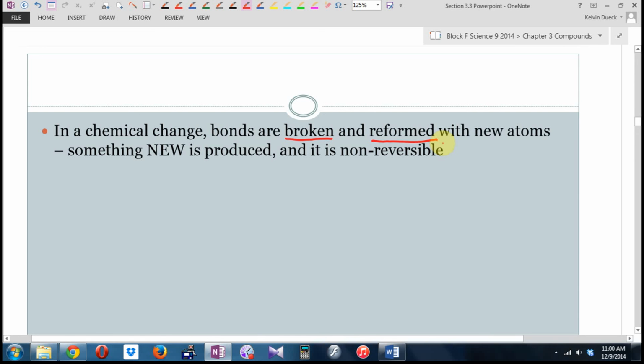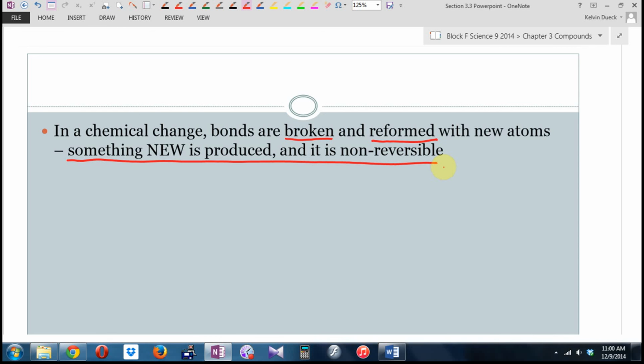Key idea for a chemical change, something new is produced and it's non-reversible. Now, just because it's non-reversible doesn't mean it's automatically a chemical change. Again, this is not reversible, but that's a physical change. I haven't produced anything new. It's still paper. If it is reversible, you know it's a physical change. If it's non-reversible, it's probably a chemical change, but what you really ask is, was something brand new produced?